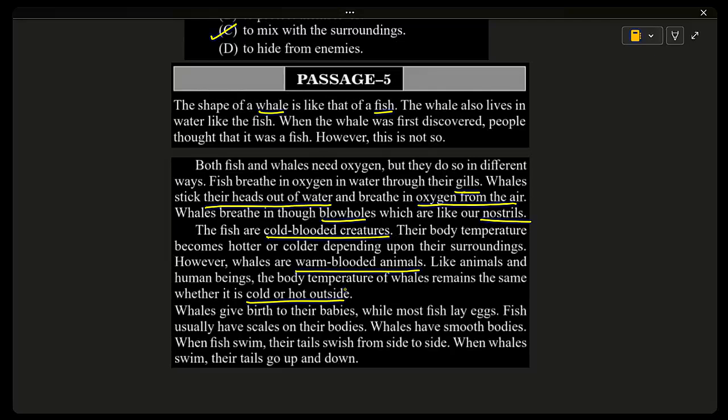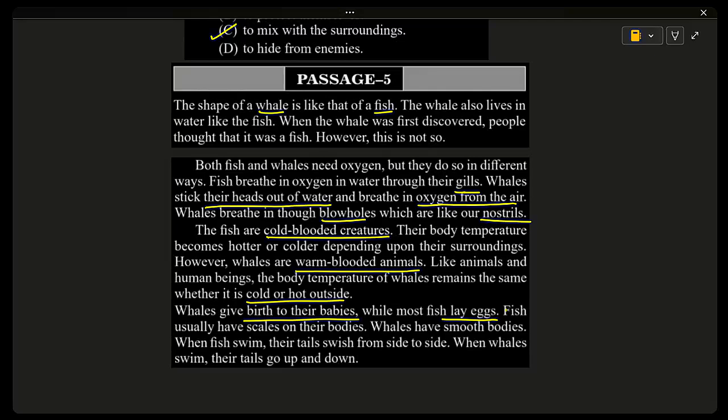Fish, if they are living in cold temperature, their body is cold, but if they are living in warm surroundings, it will be warm. Whales give birth to their babies, they are called mammals. Giving birth to the young ones are called mammals, while most of the fish lay eggs. So in this passage, clearly they are comparing the fish and the whale. Whales do give birth to young babies. They are called mammals, and fish are laying eggs.